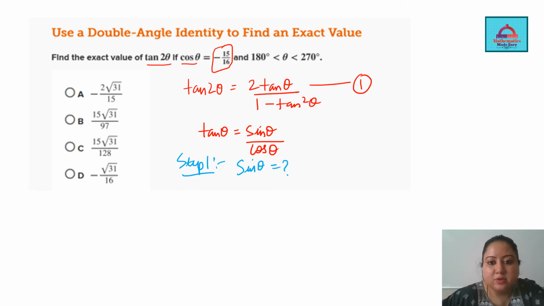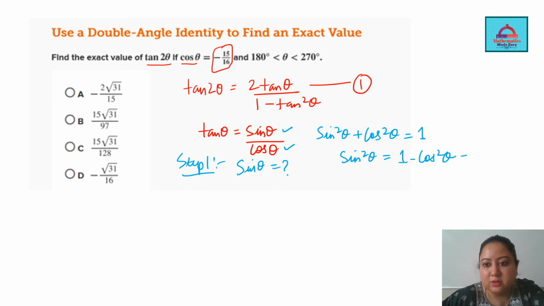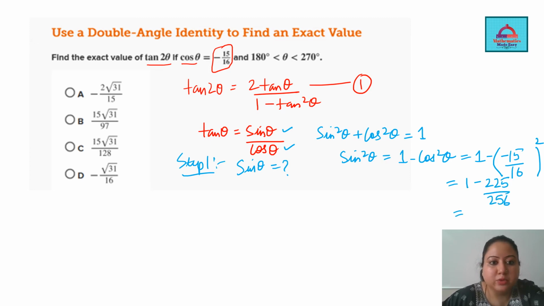So if you have cos theta, how can you find sine theta? Just reflect on that. Yes, you can find it using the Pythagorean identity. So the sum of squares of both of them is 1. So from there you can get sine square theta as 1 minus cos square theta. So just plug in the values. 1 minus cos, which is given to you as minus 15 over 16. When you take its square, it will become 225 over 256. Subtract them and what you get is 31 over 256.